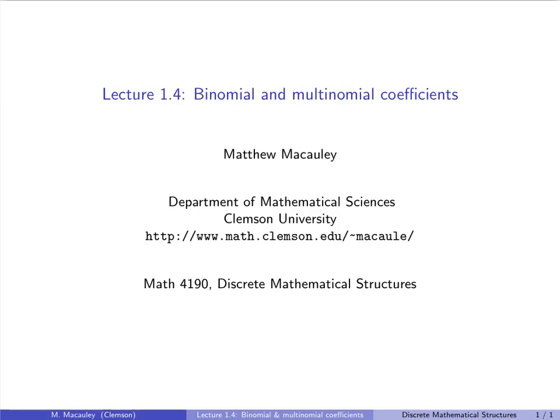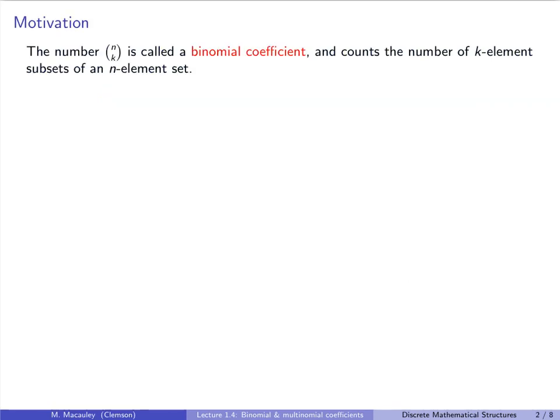Welcome to Lecture 1.4, Binomial and Multinomial Coefficients. To motivate this topic, recall the number n choose k that we saw in the previous lecture. That's called a binomial coefficient, and it counts the number of k-element subsets of an n-element set. And remember that n choose k is equal to n factorial over k factorial times n minus k factorial.